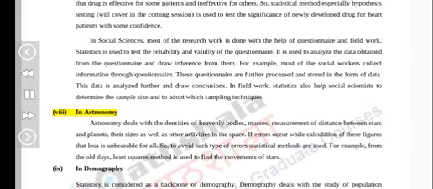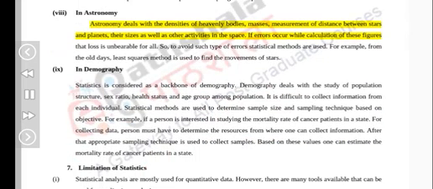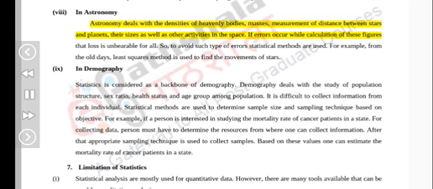In astronomy. Astronomy deals with the densities of heavenly bodies, masses, measurement of distance between stars and planets, their sizes as well as other activities in the space. If errors occur while calculation of these figures, that loss is unbearable for all. So, to avoid such type of errors, statistical methods are used. For example, from the old days, least squares method is used to find the movements of stars.